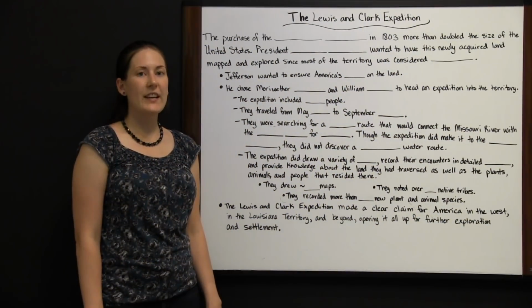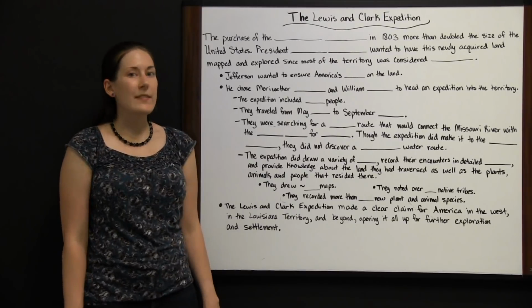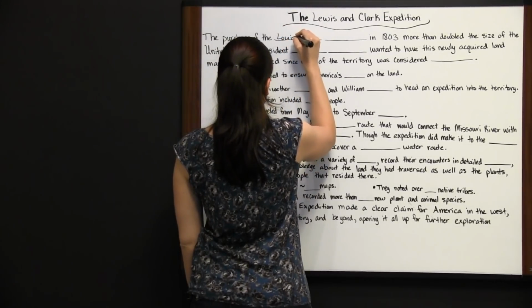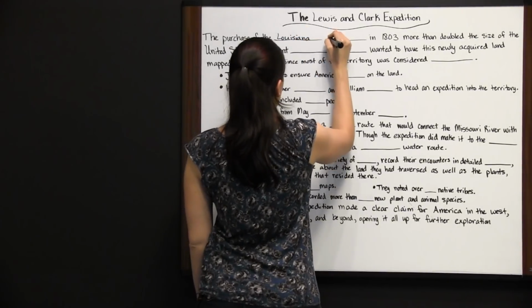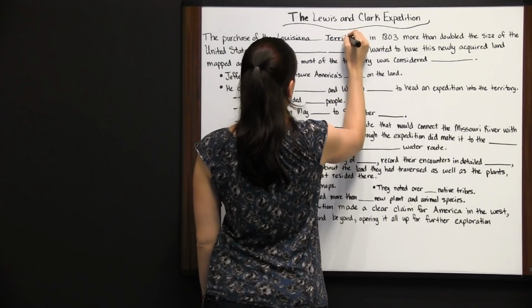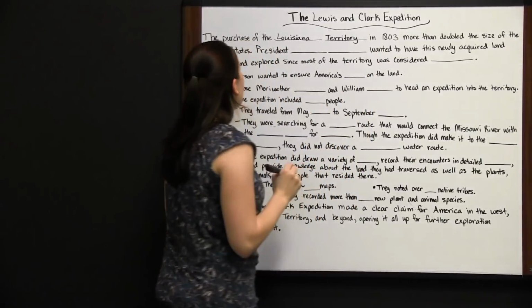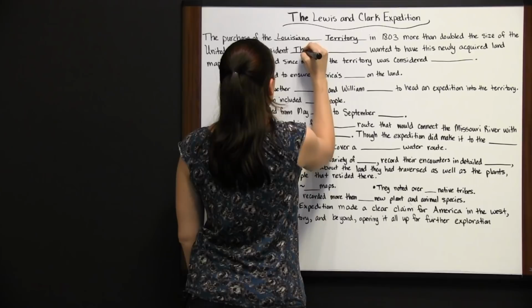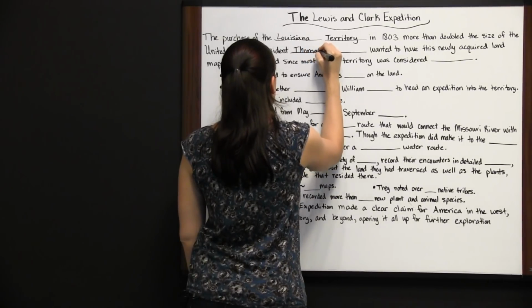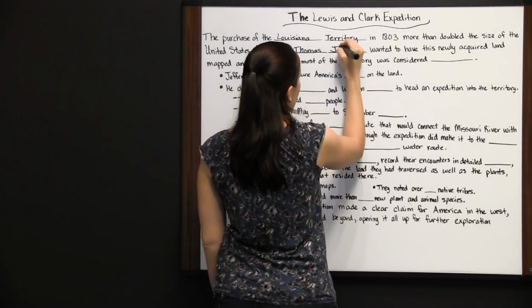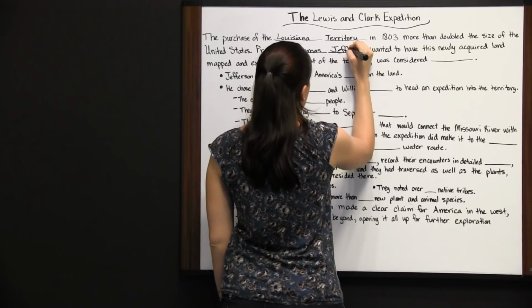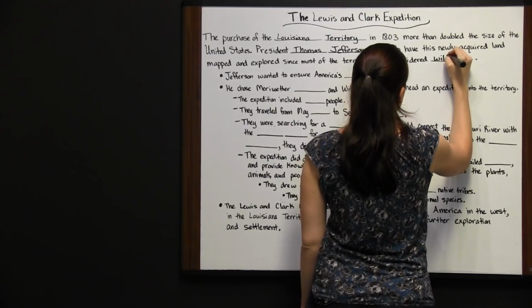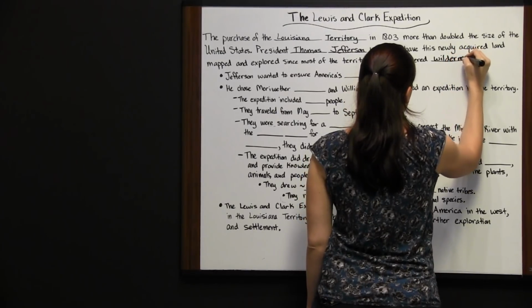The Lewis and Clark Expedition. The purchase of the Louisiana Territory in 1803 more than doubled the size of the United States. President Thomas Jefferson wanted to have this newly acquired land mapped and explored, since most of the territory was considered wilderness. It was unexplored. Nobody knew what was out there.